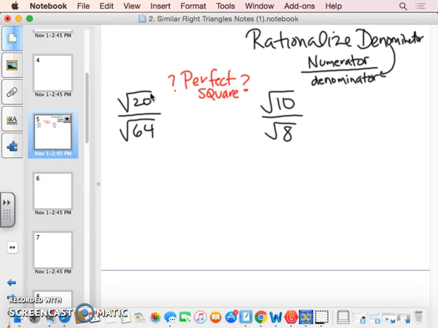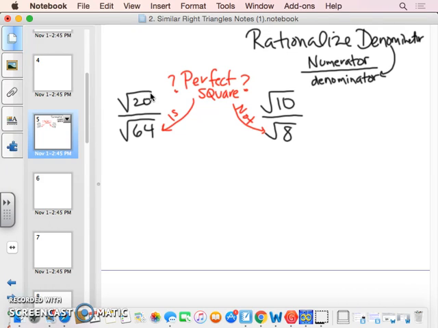Ask yourself, is there a perfect square in the denominator? If you know the square root of 64 is, the square root of 8 is not. So we're going to work one that is, and this one is not. What you do if it is a perfect square is you just take the square root. For a fraction, you cannot have a radical symbol in the denominator. It's not mathematically okay.